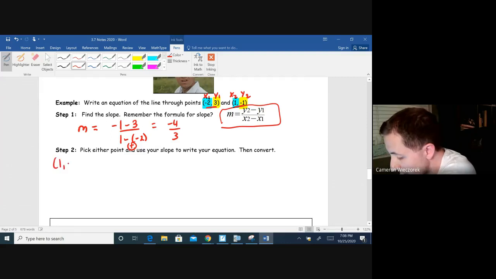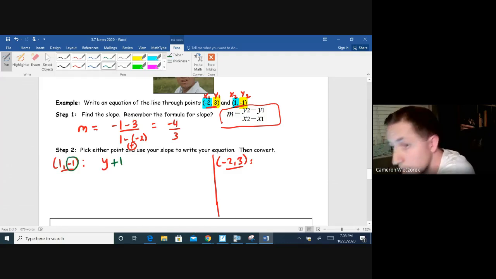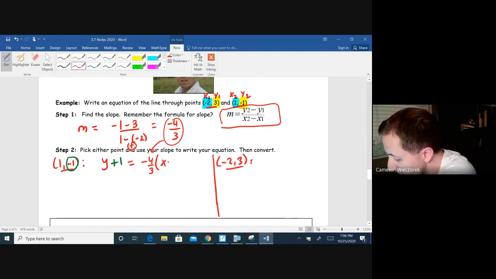So I'm going to use 1, -1. I'll do it both ways just so you can see it. I'll do it first with 1, -1, and then I'll do it with -2, 3. You'll see it works the same way. So if I plug in, it'd be y minus y1 would be minus -1, so +1, equals the slope, -4/3, times x minus x1, so x minus 1. There's my point slope form.